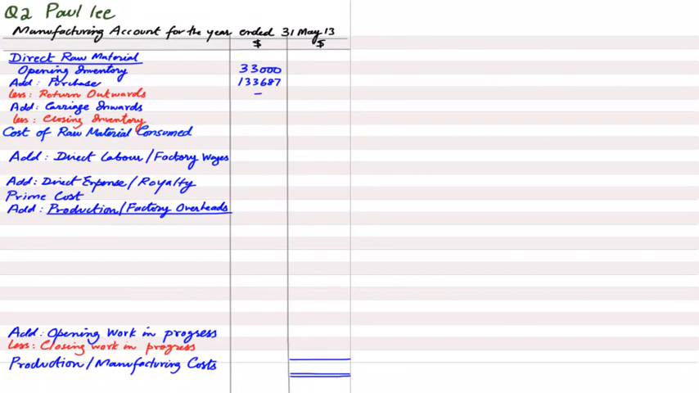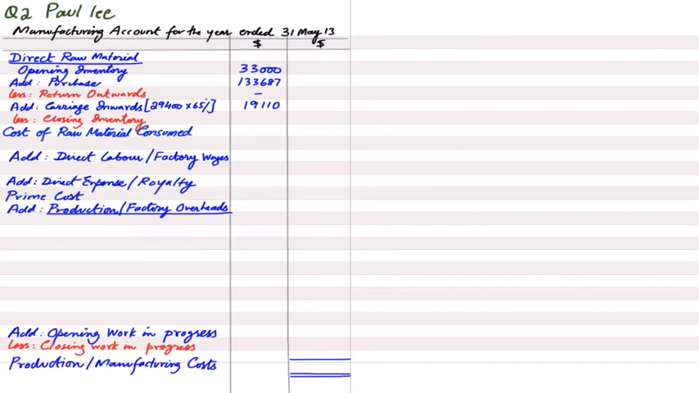Then we have carriage inwards. The carriage in this question is mentioned as transport cost, as we have discussed earlier, and in the note, that is note 2, you can read the question again. Note 2 mentions that 65% of the transport cost relates to raw material. So we need to multiply the total transport cost by 65%, and we will get the carriage inwards cost. It means 65% of the time our transport is used for bringing raw material to the business.